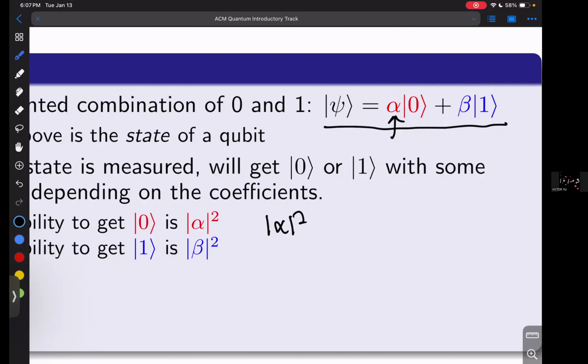Similarly, the probability you get a 1 is the coefficient in front of the 1, which is beta, and then you square it. Should I go into that now? No. Okay.